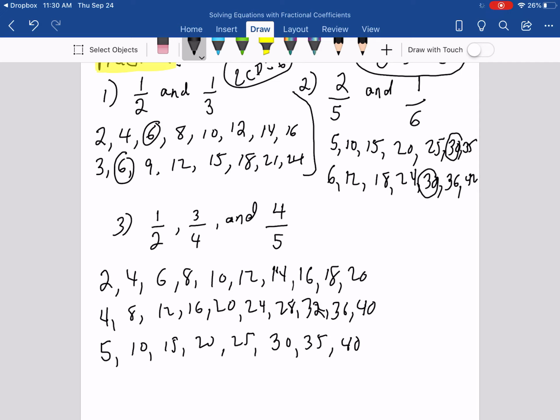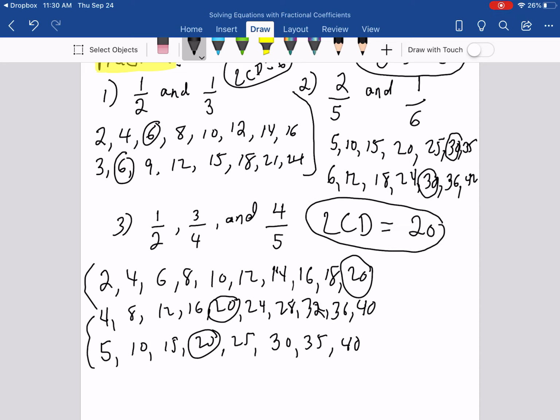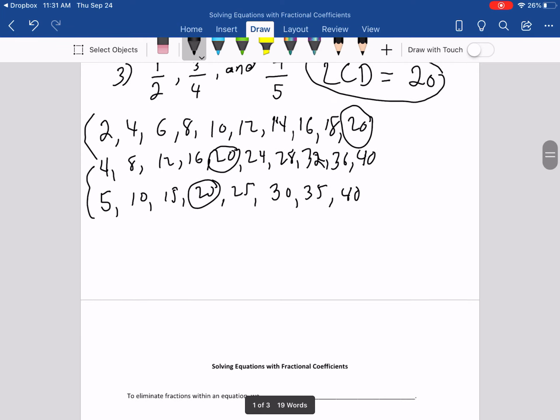Okay, so what you should notice, the lists for 4 and 5, they both have a 40 in common. No, I'm sorry, they both have a 20 in common, not 40, all right? And the 2 also has a 20, so we do have something in common, and that is the smallest multiple that we have in common. So the LCD is equal to 20, okay? You have to know this in order to be able to do what we're going to do in this lesson.